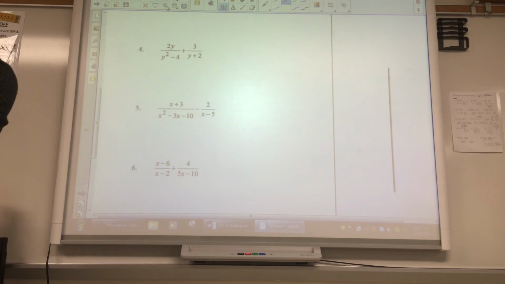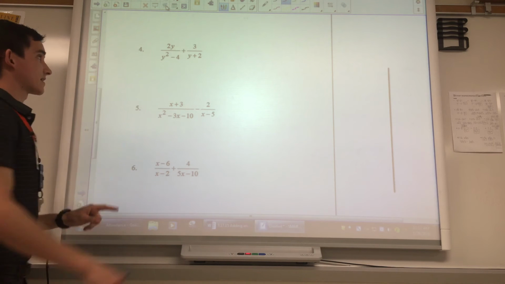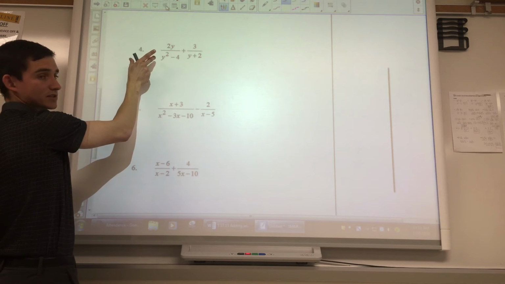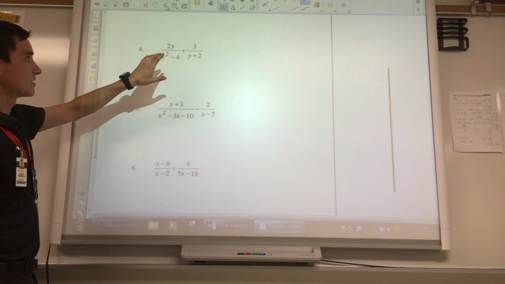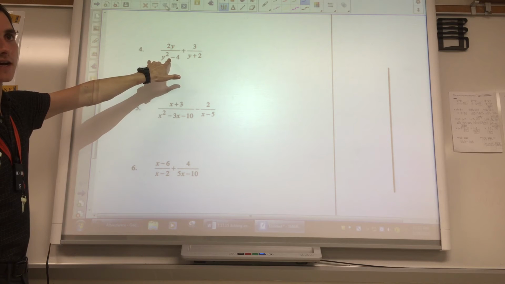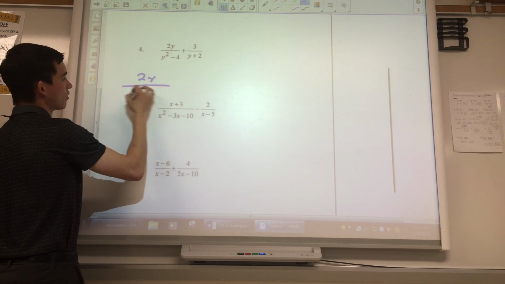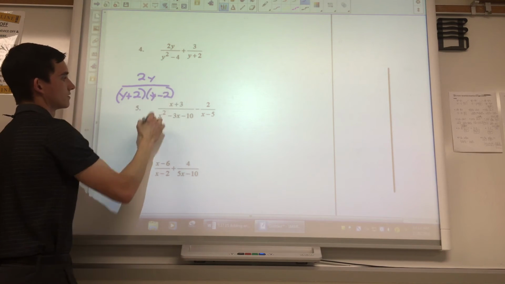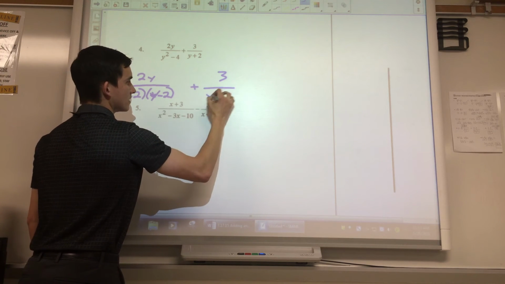Number 4. Factoring, right? This is beneficial. This is where it starts becoming beneficial. So Maddie asked a second ago, does it always work to multiply by y squared minus 4 over y squared minus 4, y plus 2 over y plus 2? Yes, it does. But because we factored, you should recognize this as being what? Difference of squares. That's a difference of squares, which means it actually factors to be like this. 2y over y plus 2, y minus 2. Ooh. Okay. And then plus 3 over y plus 2.